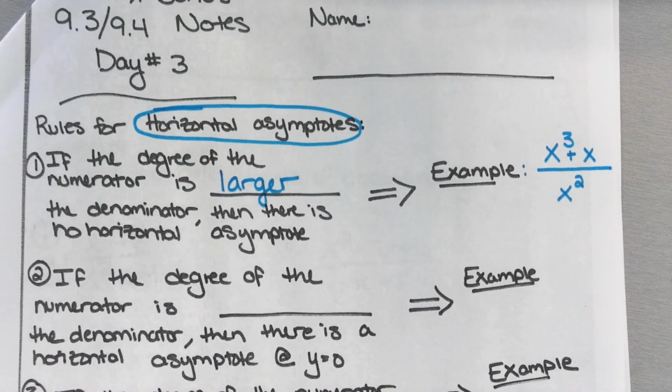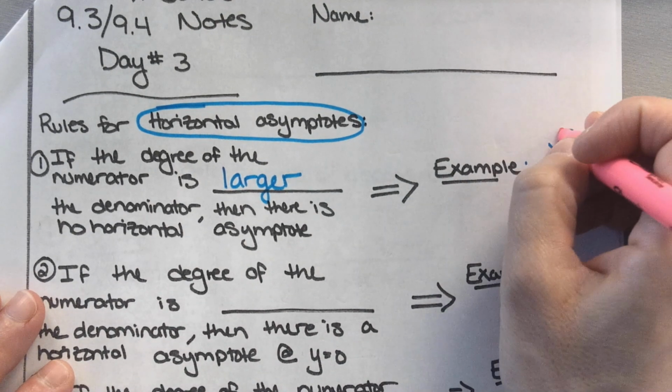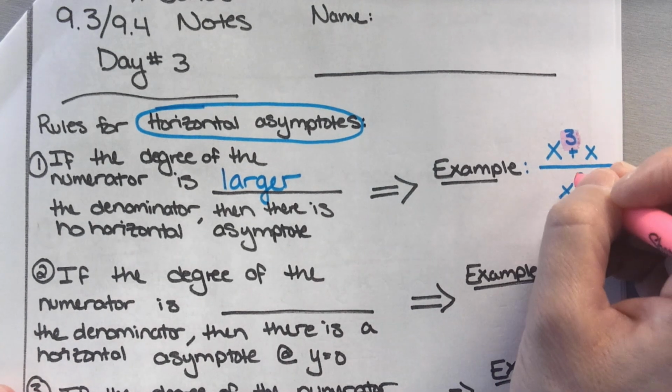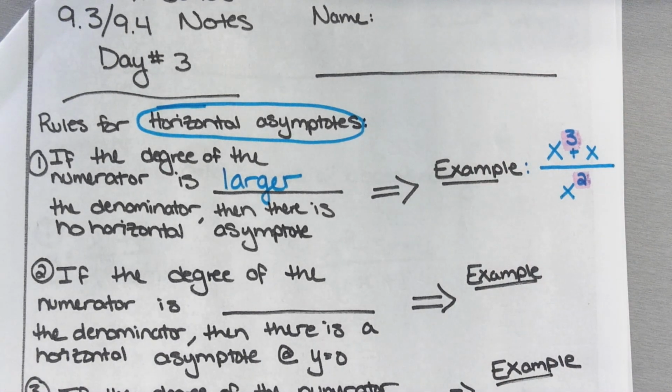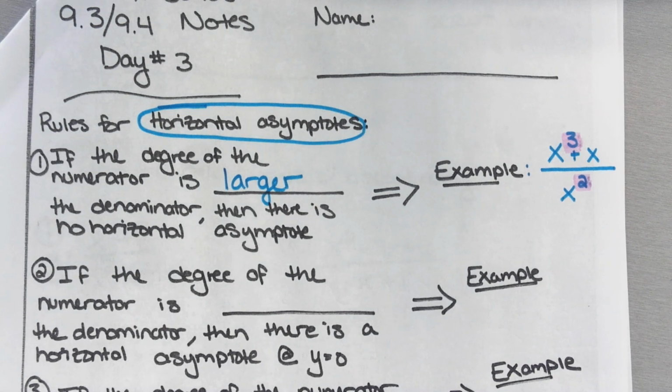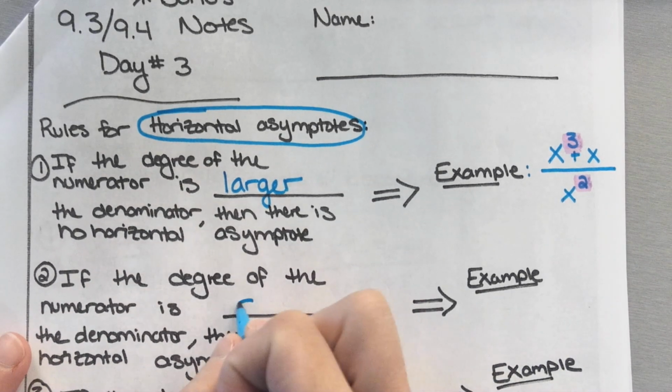Okay, so look at this example. Remember, your degree is your biggest exponent. If I look at the degree of my numerator, do we agree the degree is 3? That's the biggest exponent in the numerator. What's your degree in your denominator? 2. So if the degree in the numerator is bigger, then you have no horizontal asymptote. Sometimes our answer can be, what's your horizontal asymptote? There isn't one.